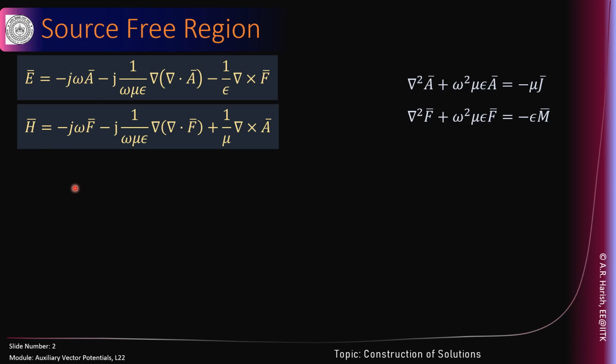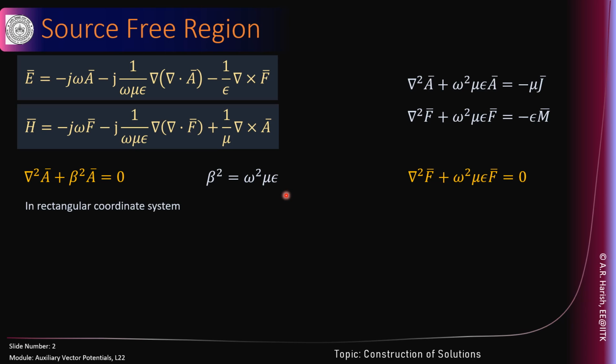Suppose we are working with a source free region, that is J is 0 and M is 0. Then these two vector wave equations will reduce to del square A plus beta square A equal to 0 and del square F plus beta square F equal to 0, where beta square is omega square mu epsilon.